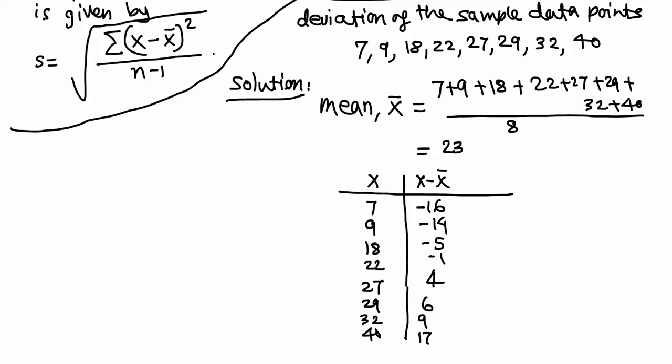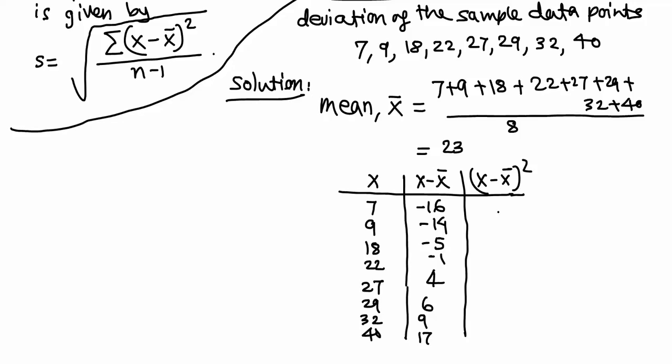And look at the formula over here. This is the deviation from the mean. We square it and we find the sum. In the next column, square these entries, x minus x bar. This is the deviation of the entry from the mean, squared.